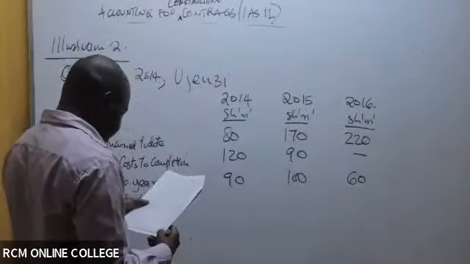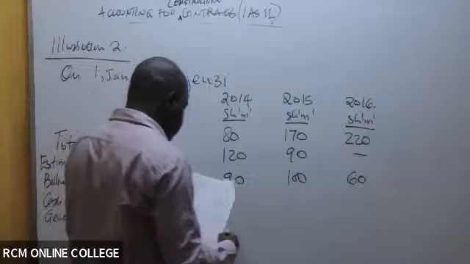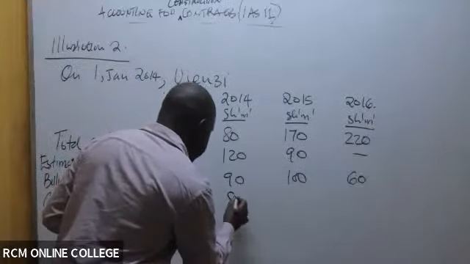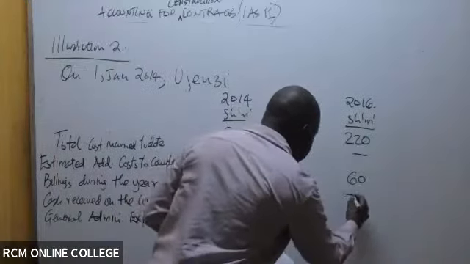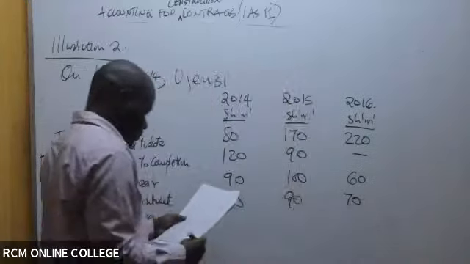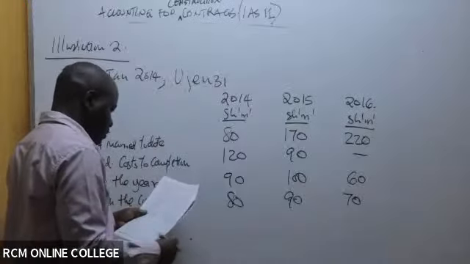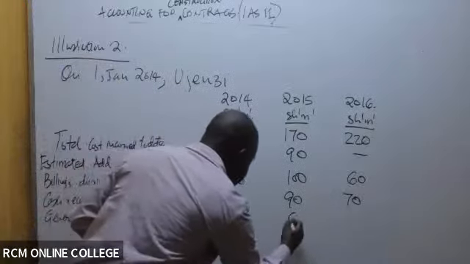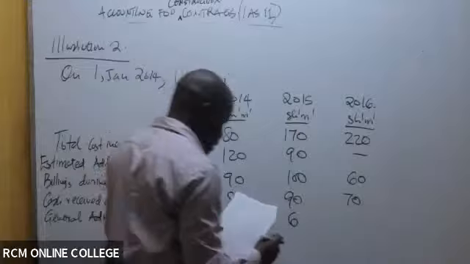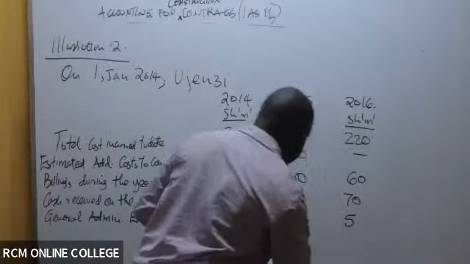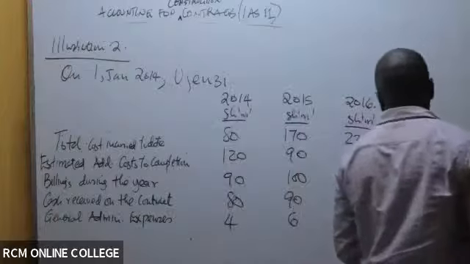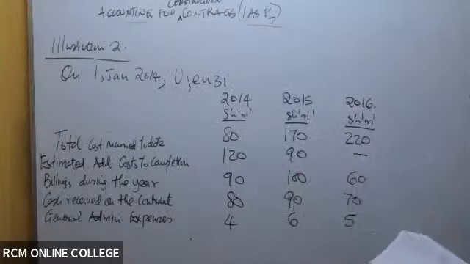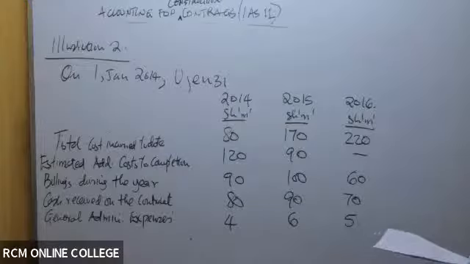Then cash received on the contracts: here he received 80 million, here 90, here 70. Then general admin expenses: here they were 4 million, here 6 million, and here they were 5 million, 5 million, 5 million, 5 million, 5 million. So you can finish the table.